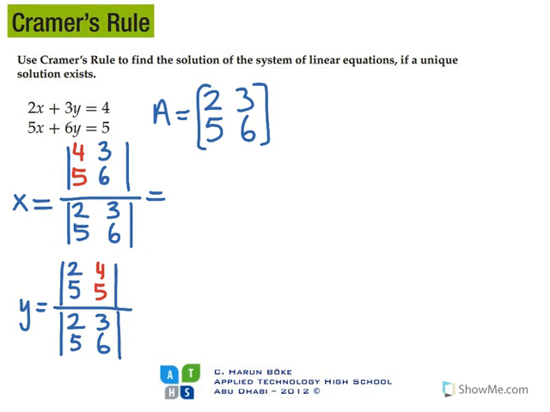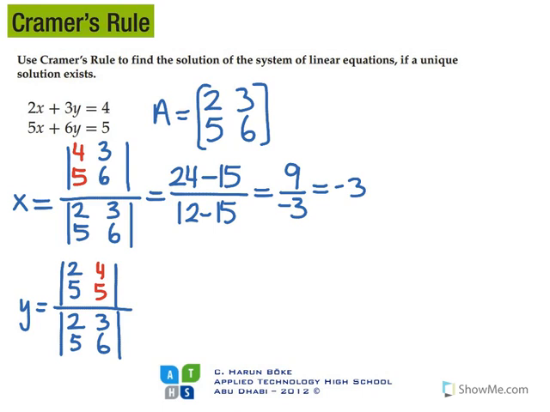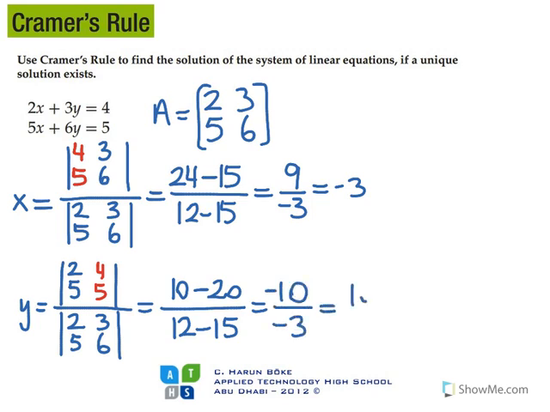So it will be 4 times 6, 24, minus 5 times 3, 15, divided by 2 times 6, 12, minus 5 times 3, 15. So it will be 9 over minus 3, which is minus 3. And for y, it will be 10 minus 20, and 12 minus 15, it will be the same as x because it's the same determinant. So we'll have minus 10 divided by minus 3, which is 10 over 3.